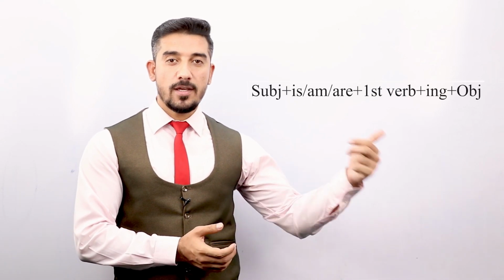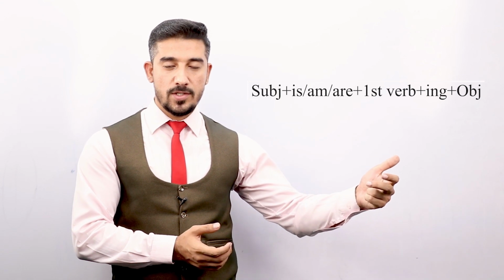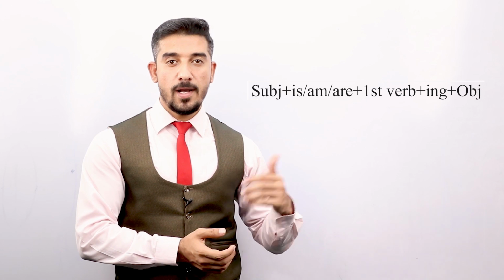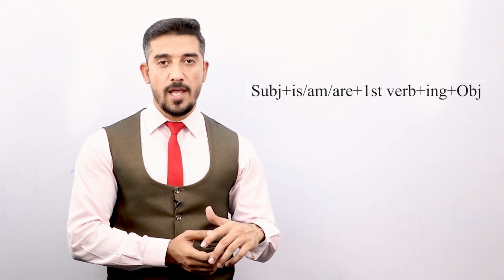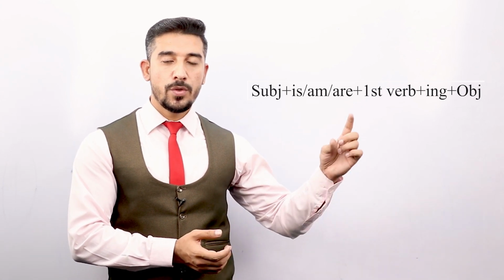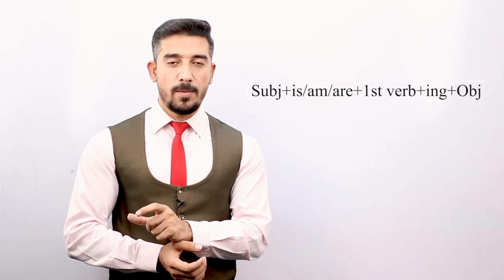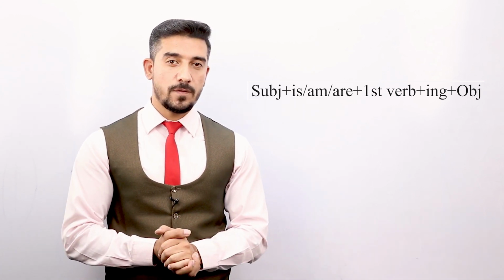He, she, it: a third person singular subject will have is. I will go with am. I am teaching right now. We, you, they will go with are. इसके साथ are होगा. Auxiliary verb या helping verb. Subject plus is, am, are plus verb-ing plus object or complement. This is the structure for it.